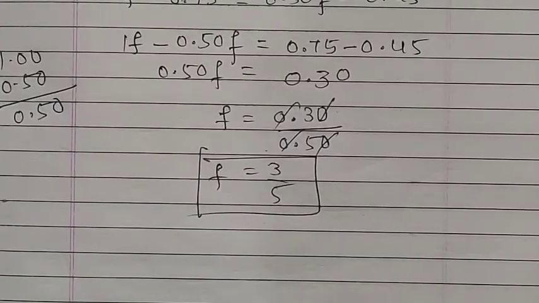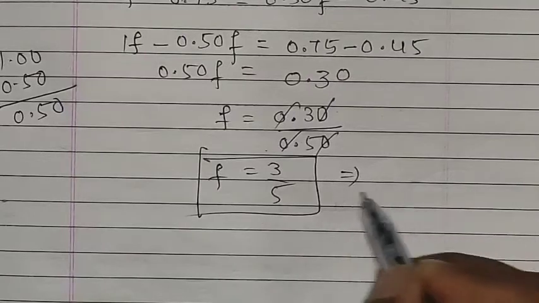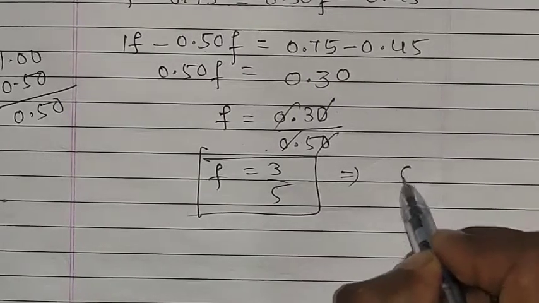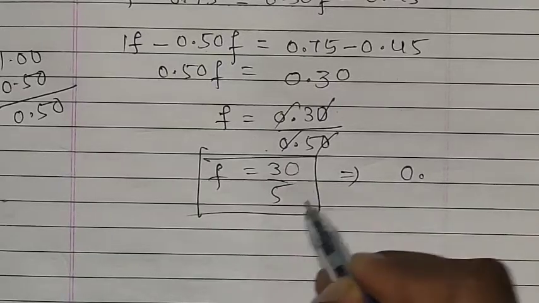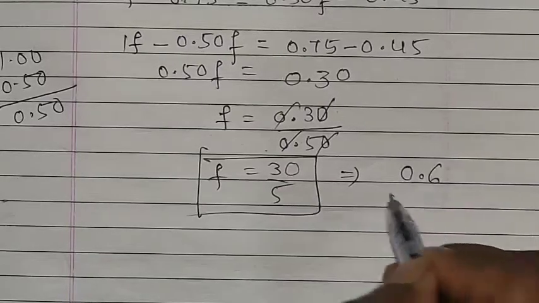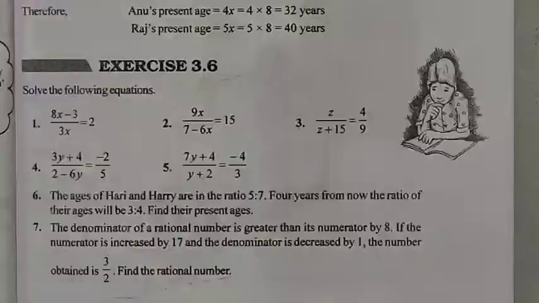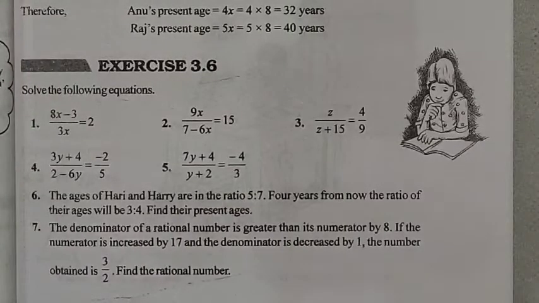To write it in the simplest form or decimal form, 5 table not containing 3, therefore I will take 0.3, which will now become 30. 5 how much are 30? 5 6s are 30. Therefore the f answer is also 0.6. It completes exercise number 3.5.